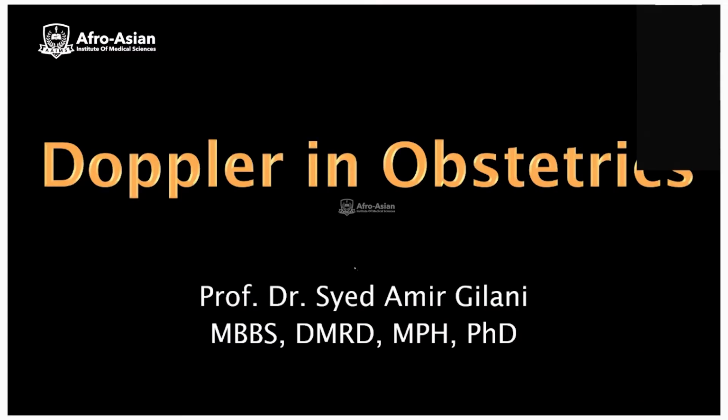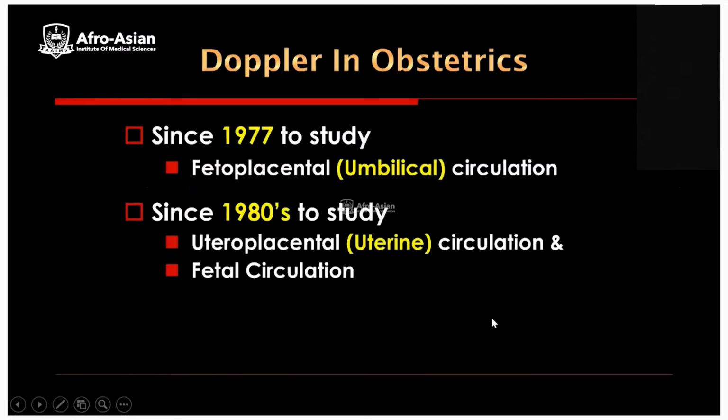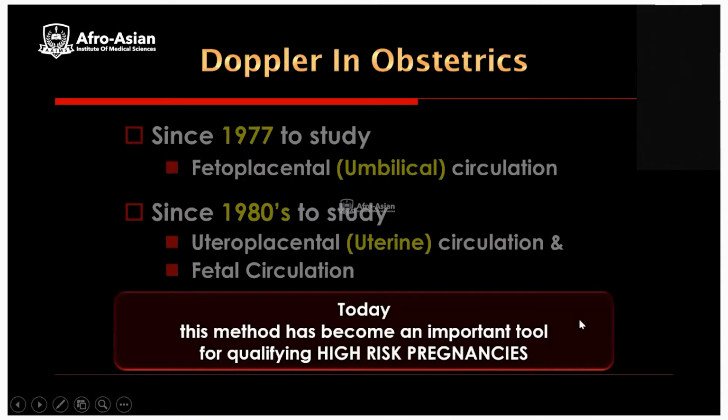Doppler in Obstetrics. Since 1977, to study the fetoplacental, which is the umbilical circulation, and since the 1980s to study the uteroplacental, uterine circulation and fetal circulation, we are using obstetrical Doppler. Today, this method has become an important tool for qualifying high-risk pregnancies.